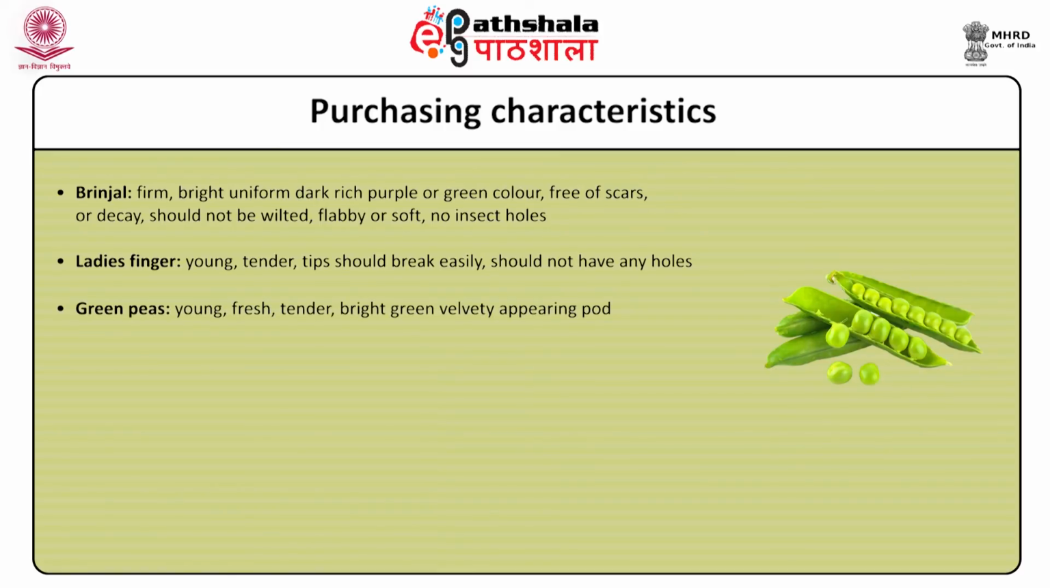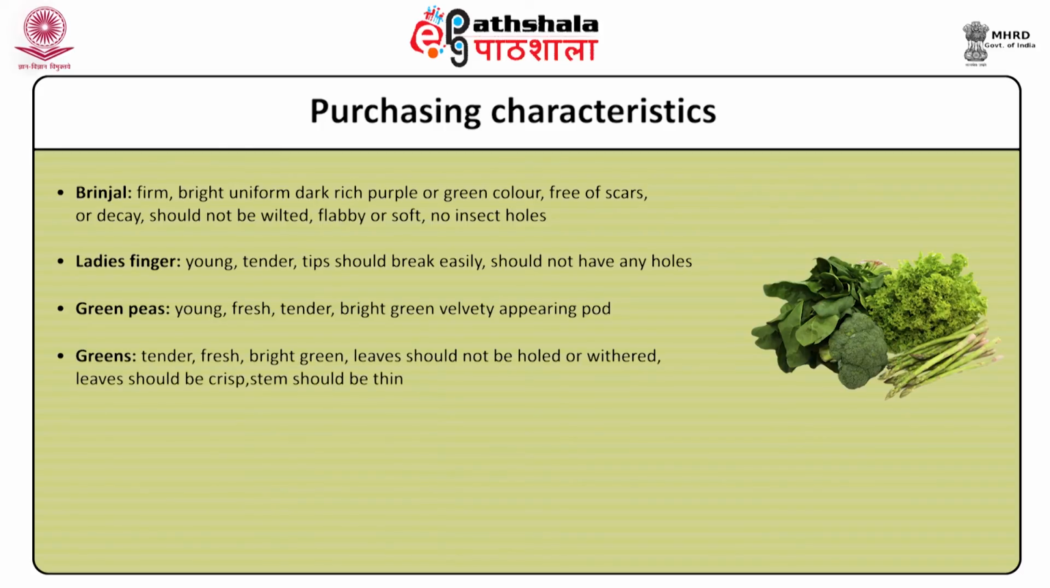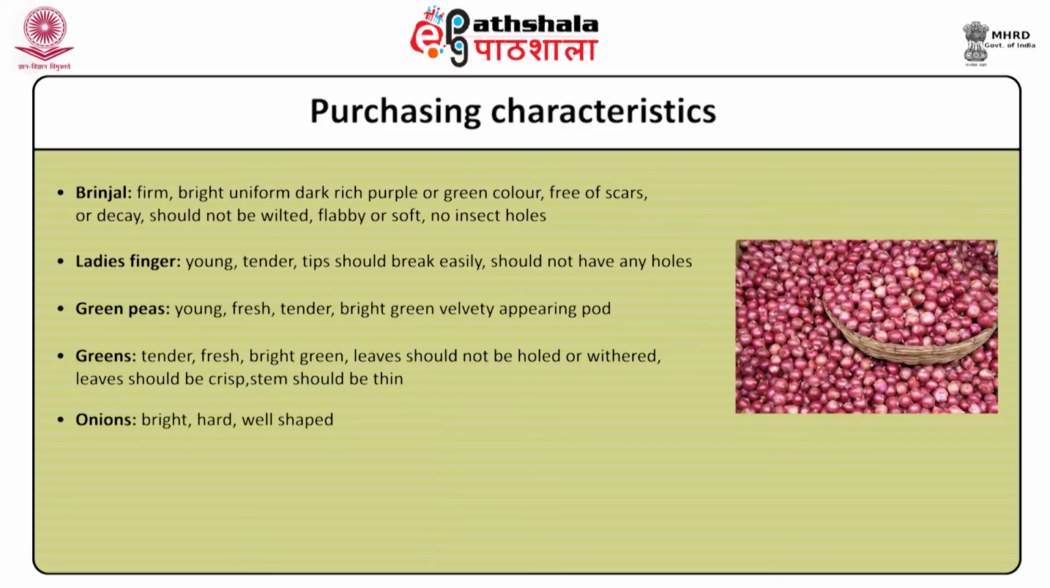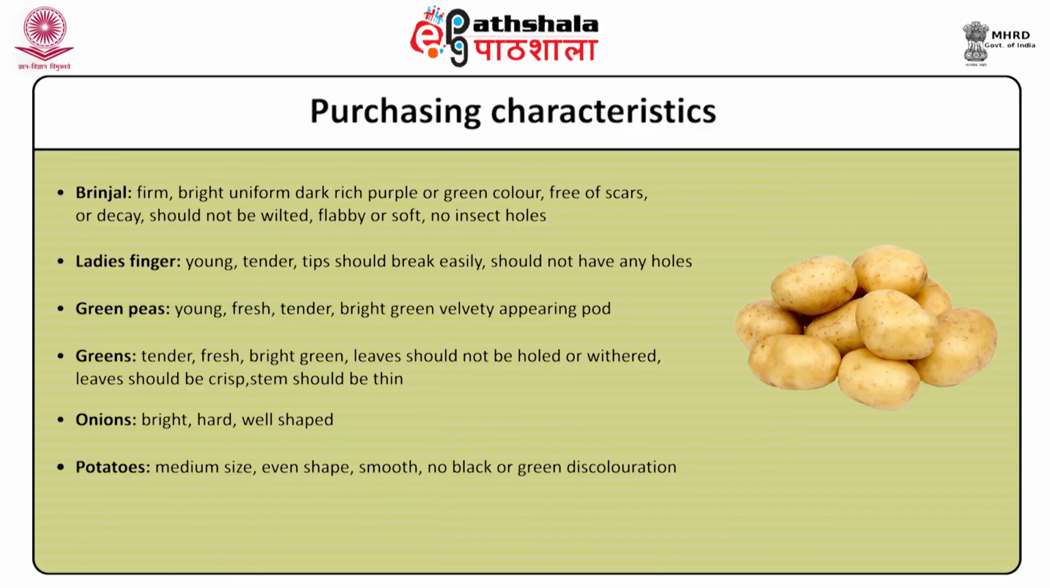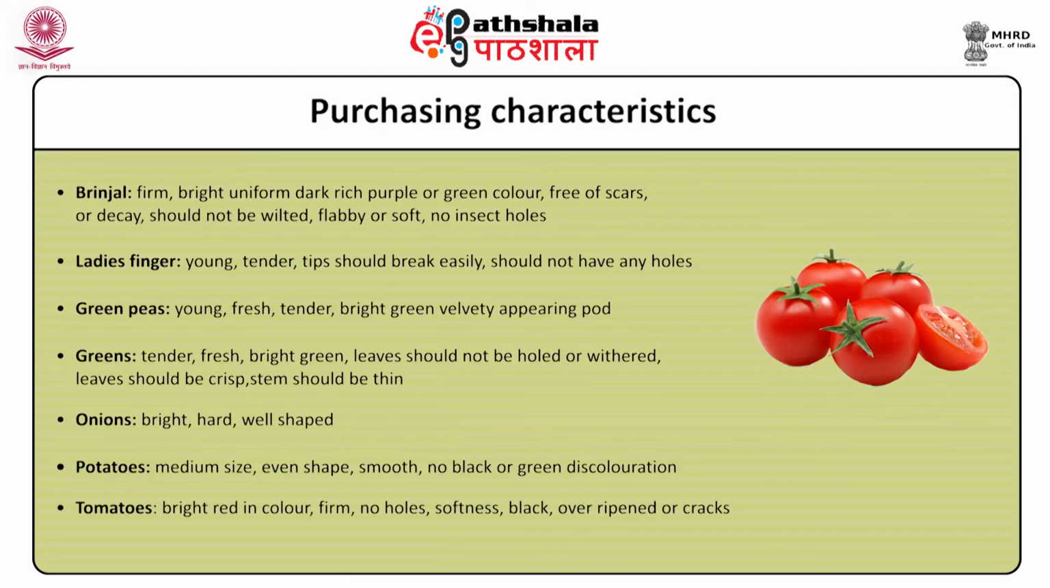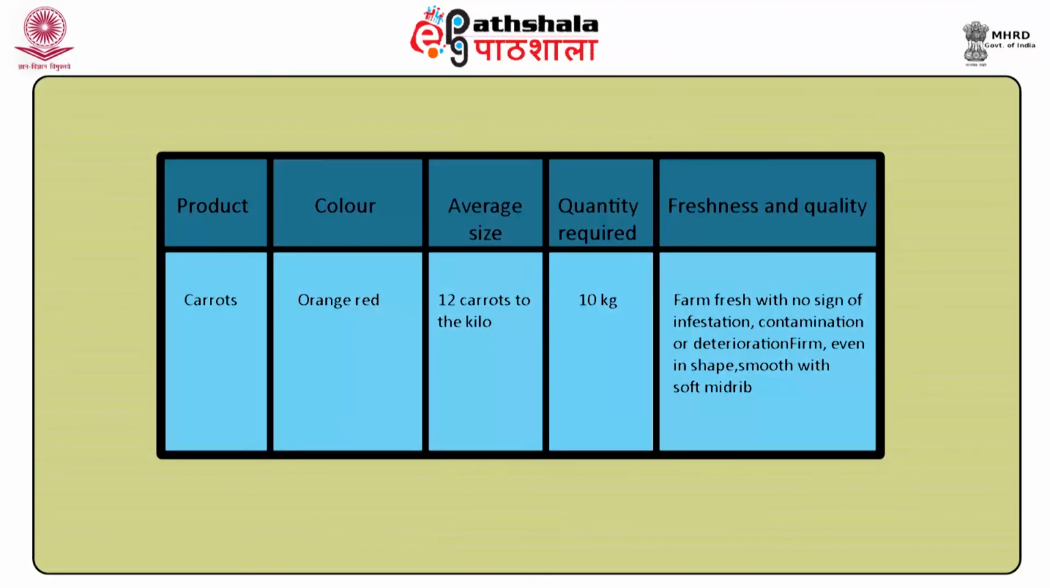Green peas, young, fresh, tender, bright green, velvety appearing pod. Greens, tender, fresh, bright green, leaves should not be holed or withered. Leaves should be crisp and stems should be thin. Onions, bright, hard, well shaped. Potatoes, medium size, even shaped, smooth, no black or green discoloration. Tomatoes, bright red in color, firm, no holes, softness, black, over-ripened or cracks. The sample purchasing specification for carrots can be seen.